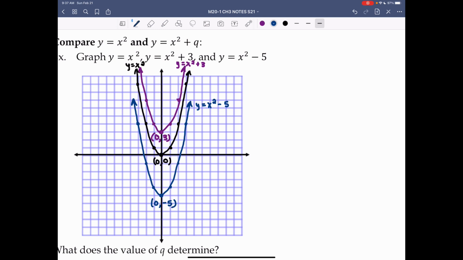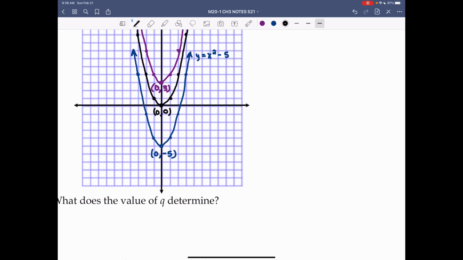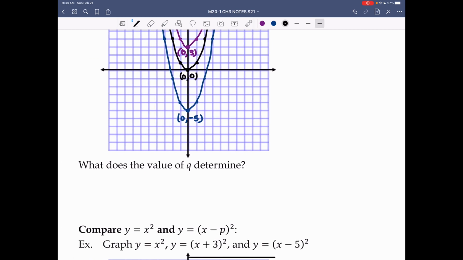So do you see the connection? We have 0 for the y value of the vertex for x squared, which would be x squared plus 0 if we wrote it with a q value. We have 3 for the y value of the vertex for the function x squared plus 3. And we have -5 for the y value of the vertex for the function x squared minus 5.